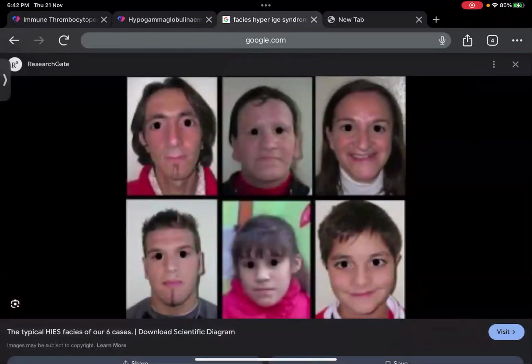Can you see? Prominent forehead, deep-set eyes, like eyes are going inwards, broad nose, thick facial skin, coarse facial features. Thick facial skin means coarse. Okay, so among most of the immunodeficiencies that we are studying, Job syndrome is the one which commonly presents with dysmorphic facial features. Okay, clear till here?